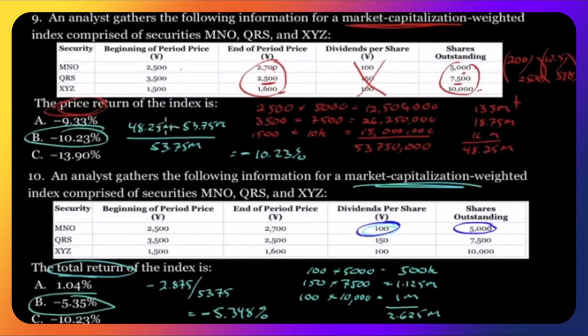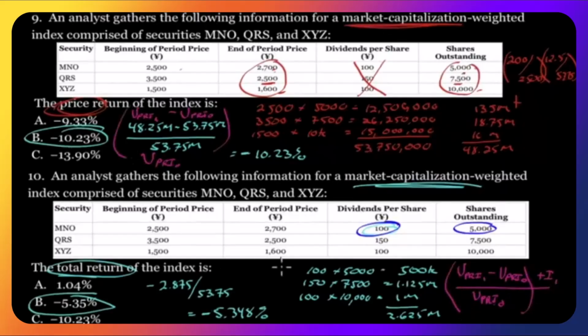So just so you know what this is over here, this is the value of the price return index at time 1 minus the value of the price return index at time 0 over the value of the price return index at time 0. For a total return, it is the value of the price return index at time 1 minus the value of the price return index at time 0 over the value of the price return index at time 0 plus any income during that period of time. So this was already calculated here. All we needed to do is say, well, what's the income? Add that to the numerator, and there we go.